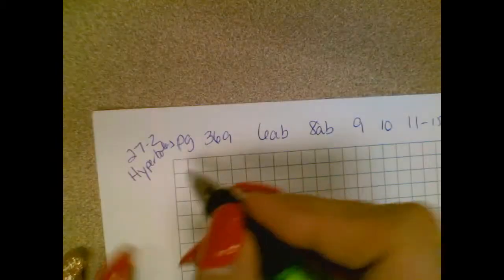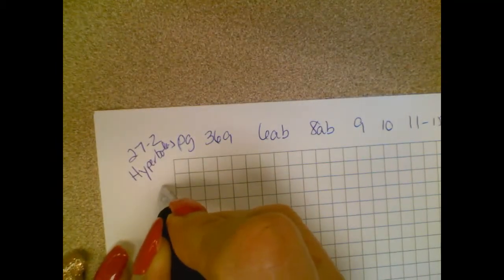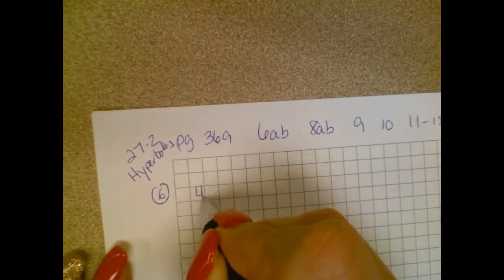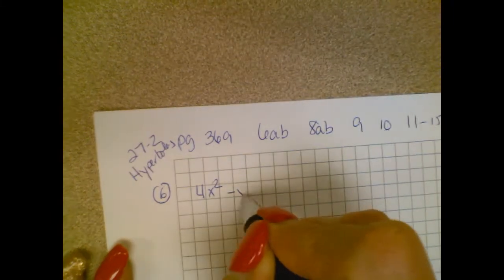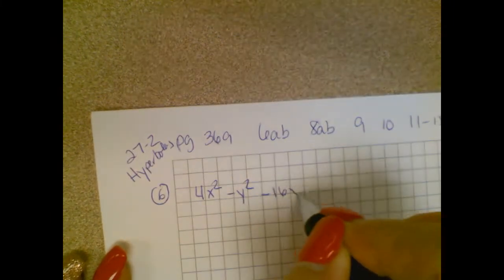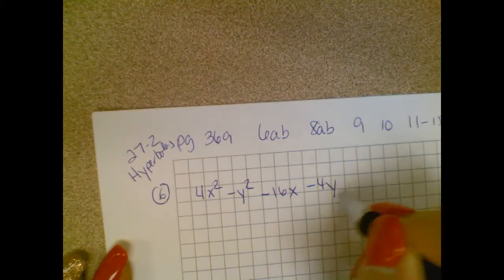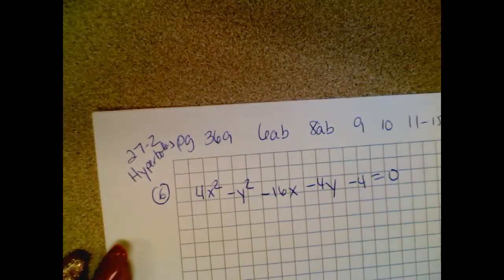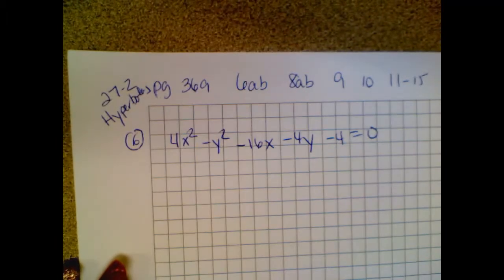Okay, so number 6, it's asking us to complete the square. 4x squared minus y squared minus 16x minus 4y minus 4 equals 0. And we're going to graph it and do all that fun stuff.